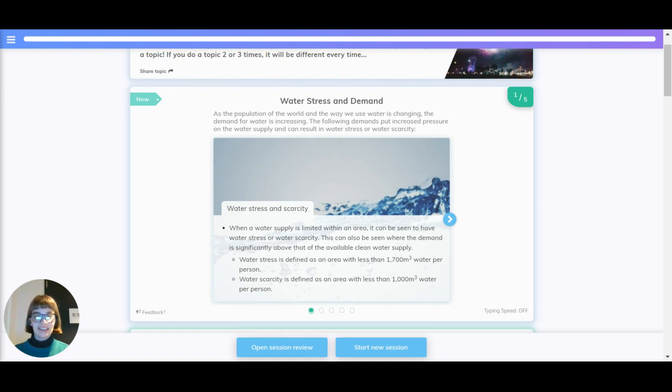Water stress and scarcity. When a water supply is limited within an area, it can be seen to have water stress or water scarcity. This can also be seen when the demand is significantly above that of the available clean water supply. Water stress is defined as an area with less than 1,700 metres cubed of water per person. Water scarcity is an area defined with less than 1,000 metres cubed of water per person.